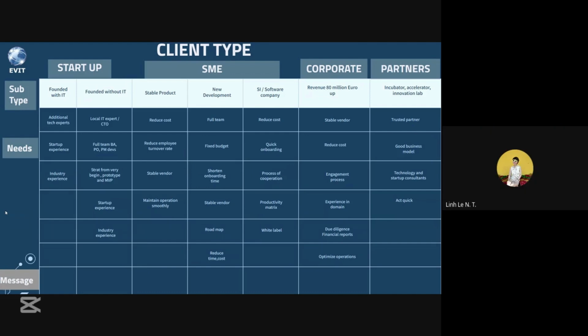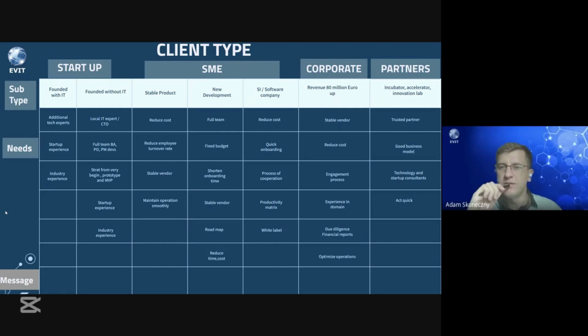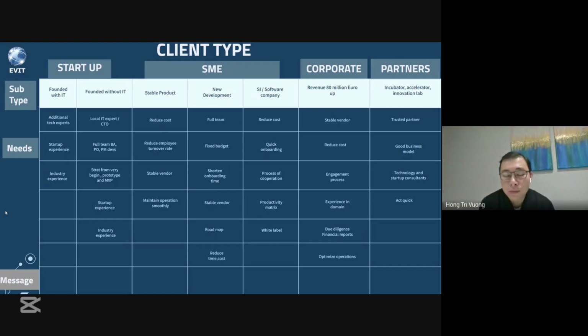Yes, regarding the data protection, I have a question: are there any public certifications that Vietnamese companies can obtain to increase our data protection reliability in the European market? Chi, do you want to answer this question? Sorry, I don't know. Is there any certification to make?